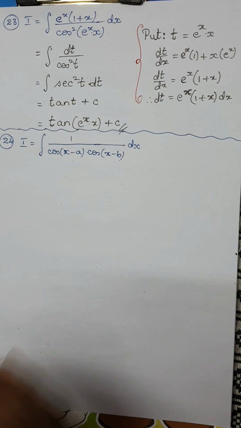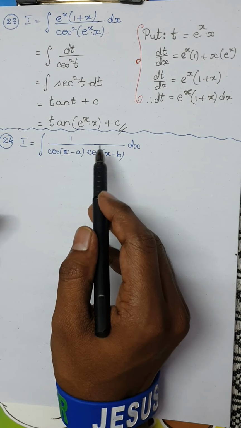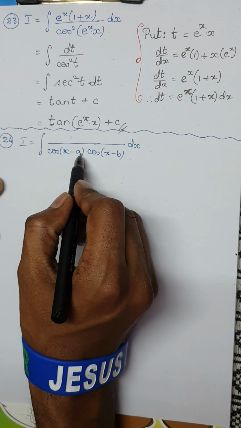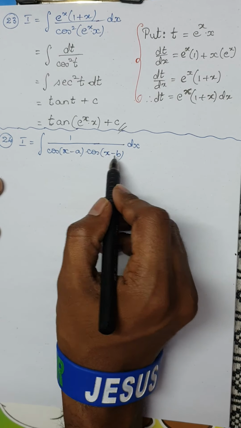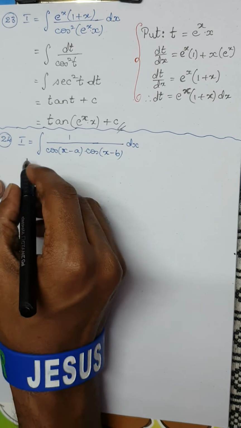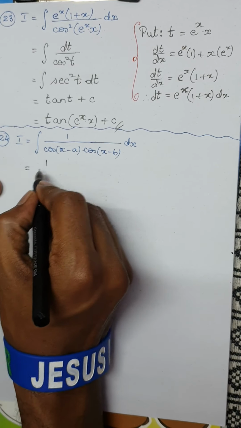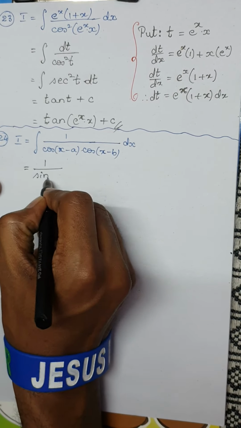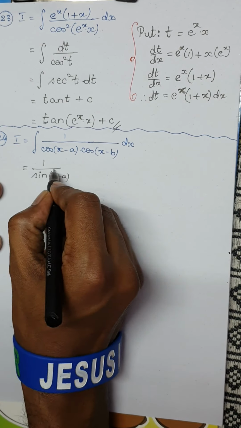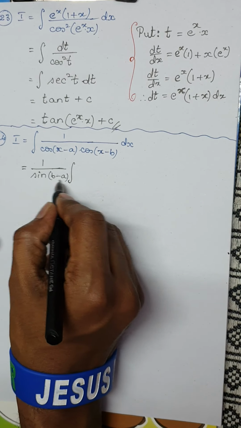Okay, dear students, we are going on to the one last question for the session, which will conclude this topic. I have the integral of 1 divided by cos(x minus a) into cos(x minus b) dx. Now I'm going to make some arrangements for this question. For this question, I'm going to divide and multiply by a constant, and this is a peculiar constant. I'm going to consider it as sine of (b minus a). Remember, we are integrating with respect to x, so b minus a would be a constant.